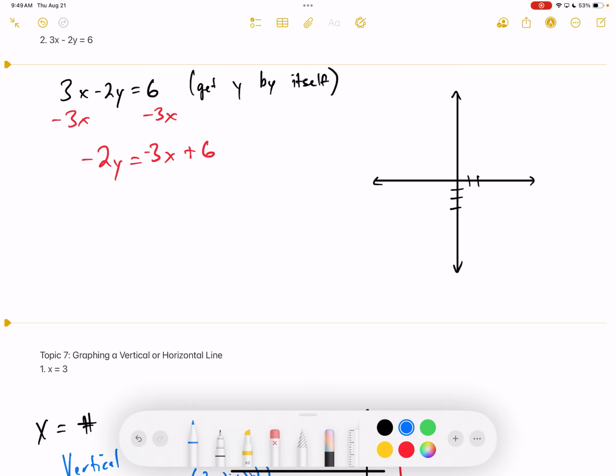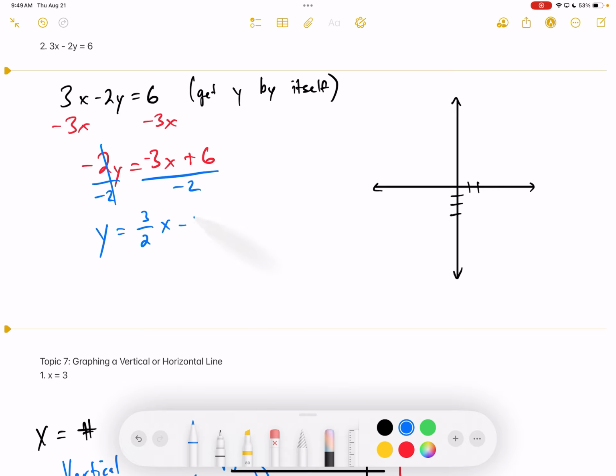But then to get y completely by itself, that negative 2 is bugging it. So I need to divide by negative 2. When you divide by negative 2, you need to divide everything in here by negative 2. So negative 3 divided by negative 2, negative divided by negative would be positive. You just leave that as a fraction. We're doing rise over run, so a fraction there is fine. And then 6 divided by negative 2 would be negative 3. So divide everything by negative 2.